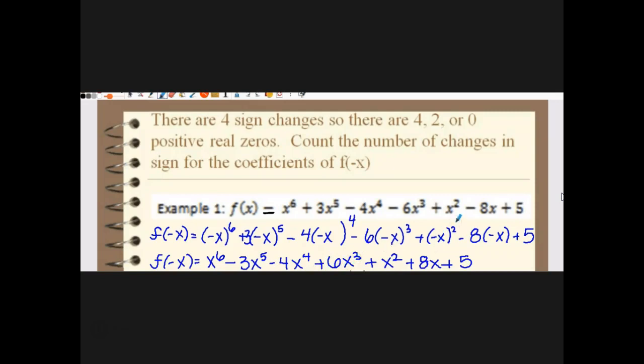Anything even squared is positive. A negative times a negative is positive. And then the 5 doesn't have a variable, so it stays positive.